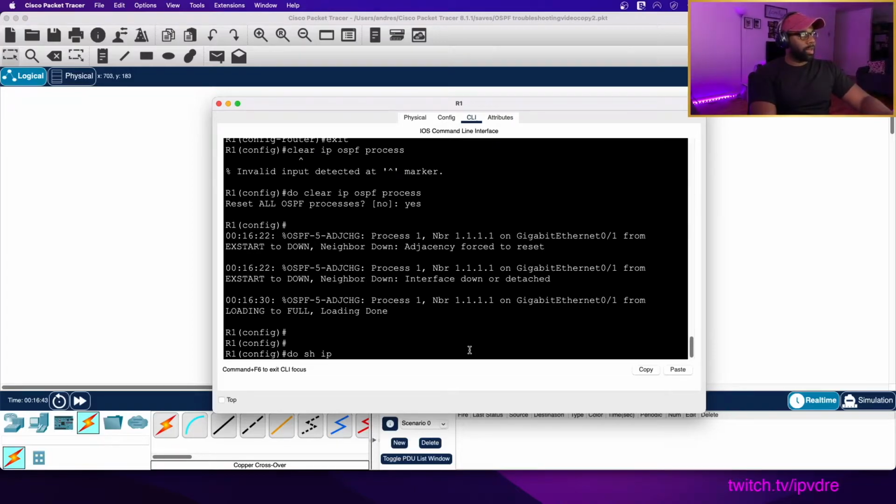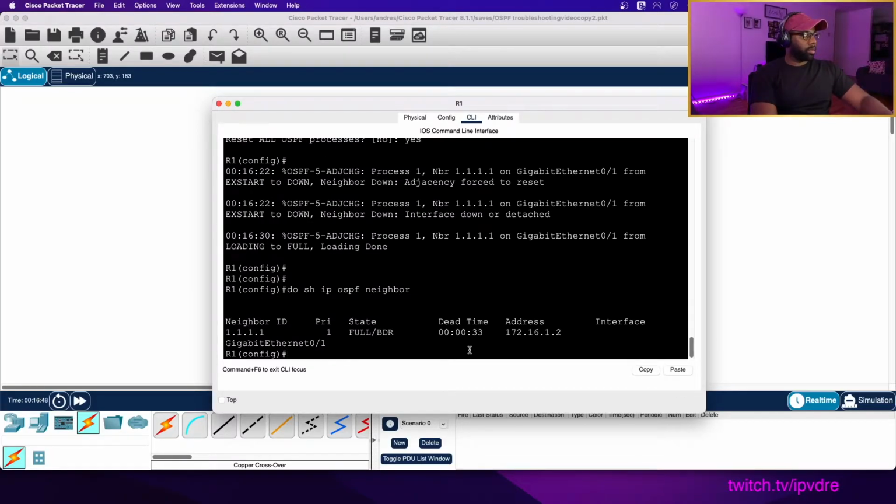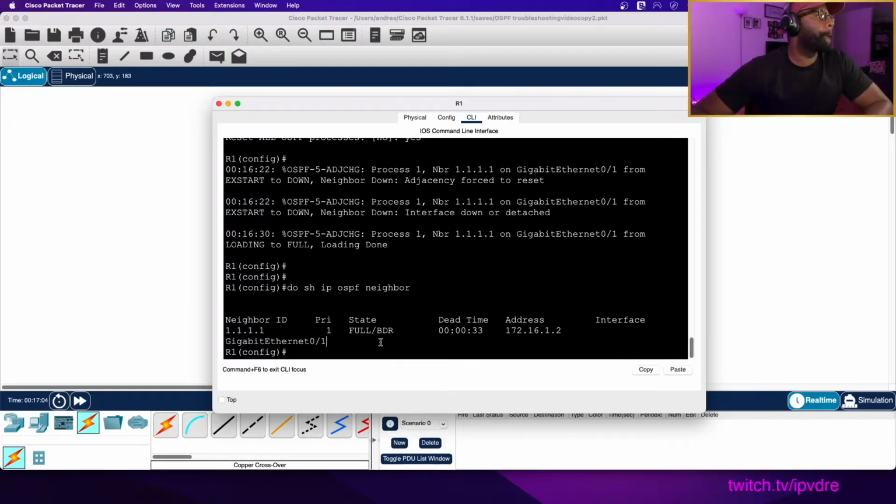Do show IP OSPF neighbor. Now it's all good, right? So it's saying the neighbor ID is 1.1.1.1. It's in a full state, and I believe this right here means the neighboring router is a BDR. I believe that I need to brush up on that as well.